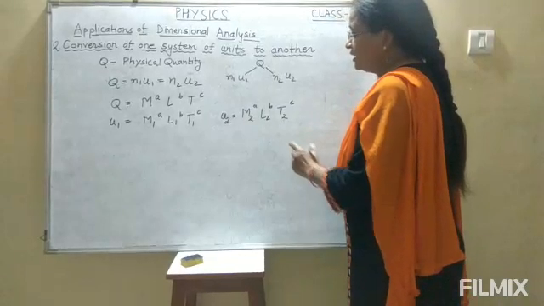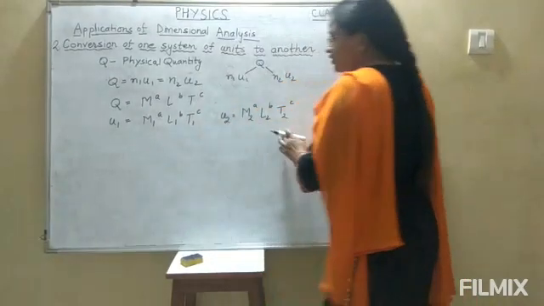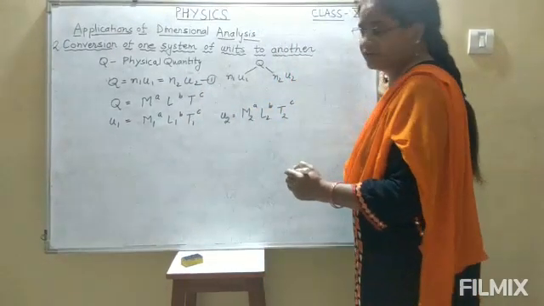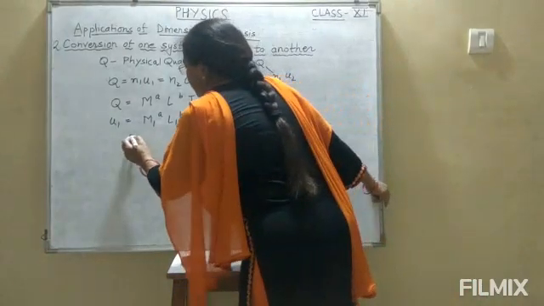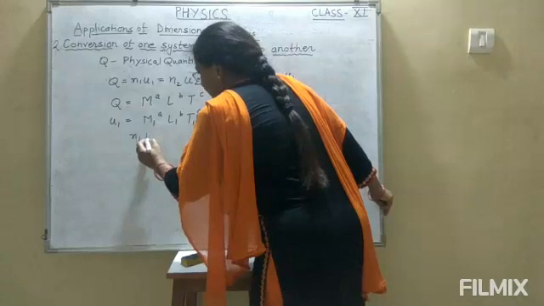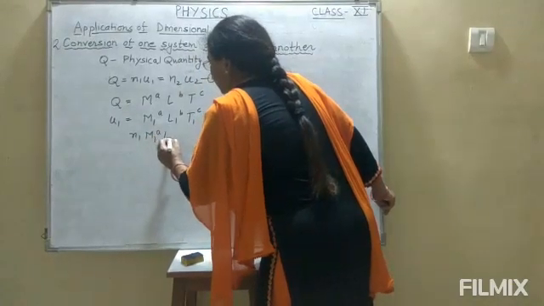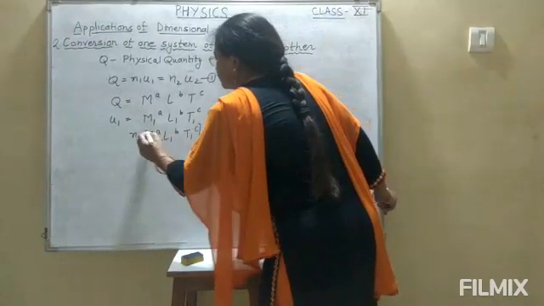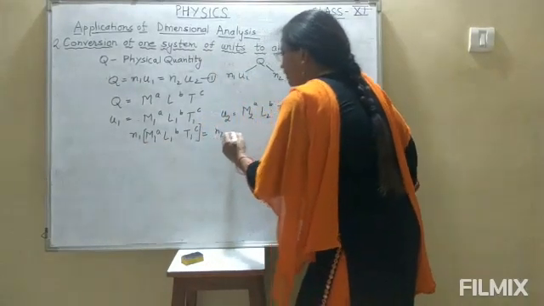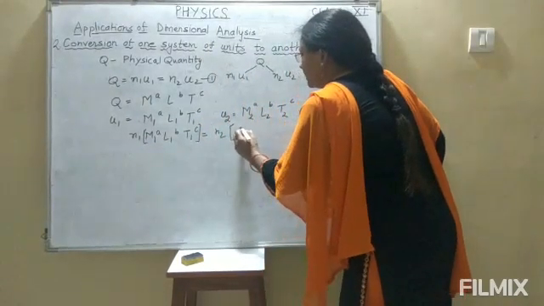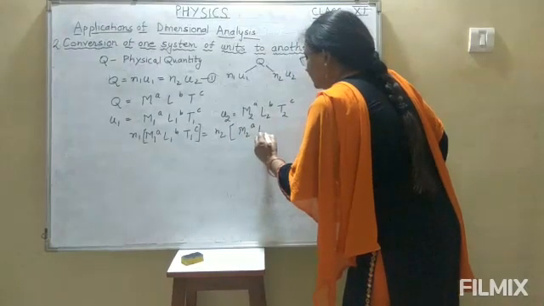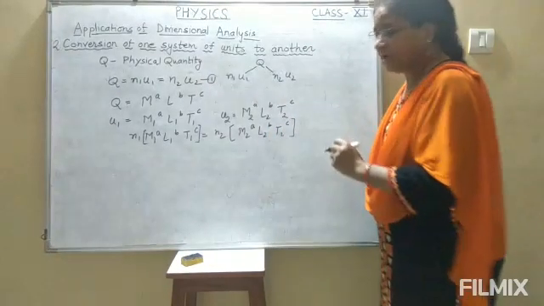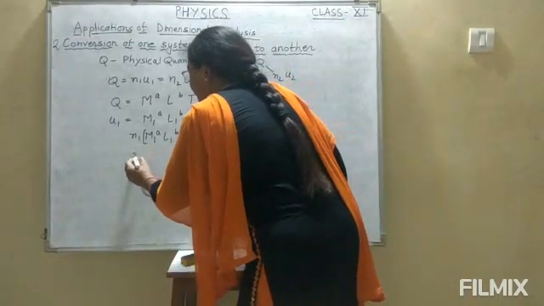Okay. And we will put the values of U1 and U2 in this equation. Suppose we give the name of this equation, equation number 1. So we can write in equation 1, N1 into M1 raised to power a, L1 raised to power b, T1 raised to power c is equal to N2 into U2. Value of U2 is M2 raised to power a, L2 raised to power b and T2 raised to power c. Okay.